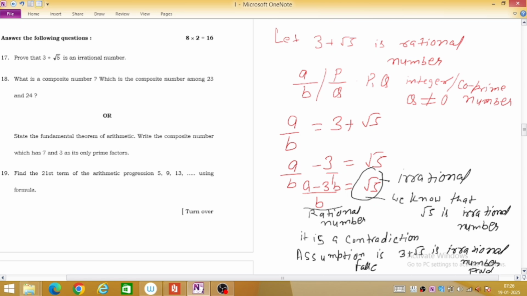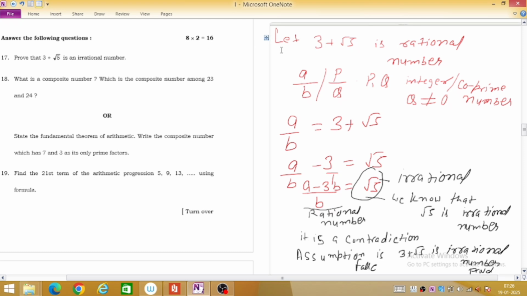Again I explain now. Here one question is given: prove that 3 plus root 5 is an irrational number. How can we prove it? You assume the contrary. Here an irrational number is given, you let it be a rational number. Let 3 plus root 5 be a rational number.